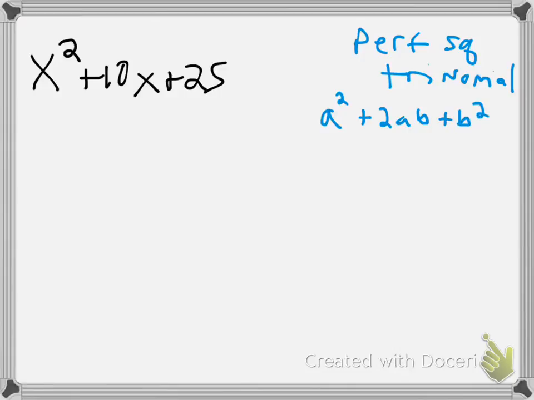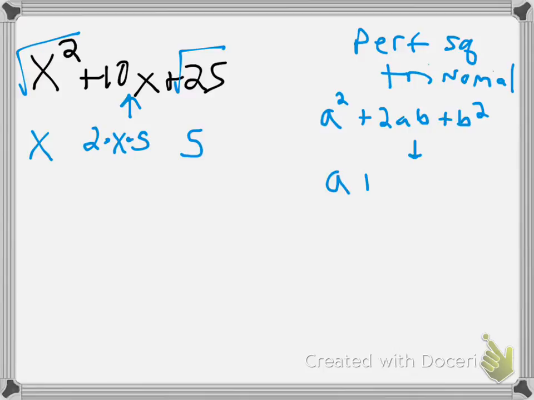And so look at that. What's the square root of x squared? Well, that's x. What's the square root of 25? Well, that's 5. And 2 times x times 5 equals 10x. So we know this is a perfect square trinomial. And when you have a perfect square trinomial, you know that it's going to be a plus b squared. Now if this 10x were negative, then it would be a minus b squared. So I don't have to factor this. I can jump straight to the fact that I know this is going to be x plus 5 squared.